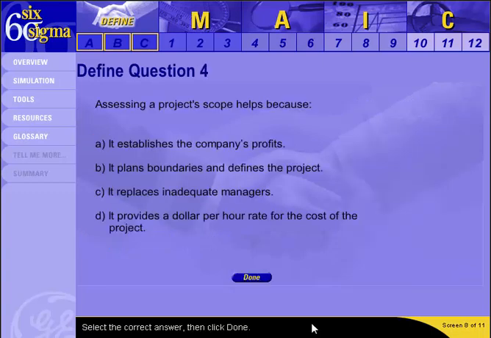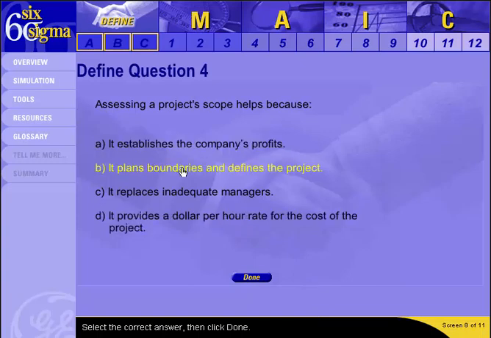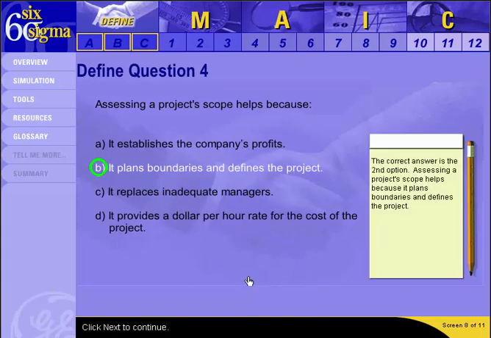Assessing a project's scope helps because it establishes the company's profits. It plans boundaries and defines the project. It replaces inadequate managers. It provides a $1 per hour rate for the cost of the project. Click. You have just answered this question correctly. Congratulations. The correct answer, as you know, is assessing a project's scope helps because it plans boundaries and defines the project.